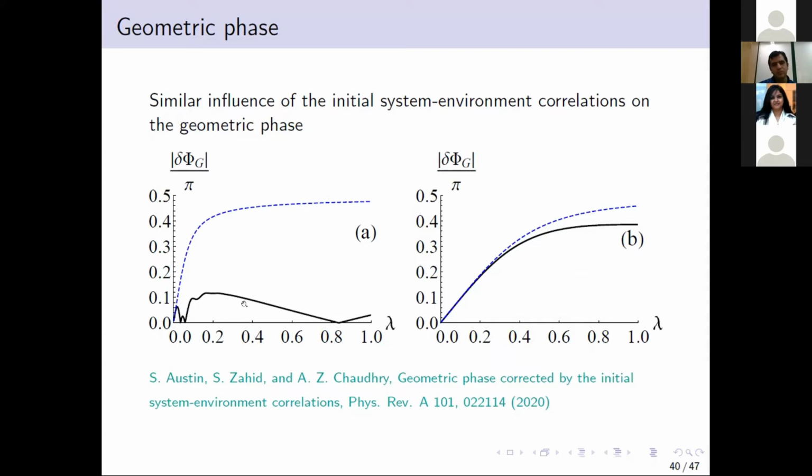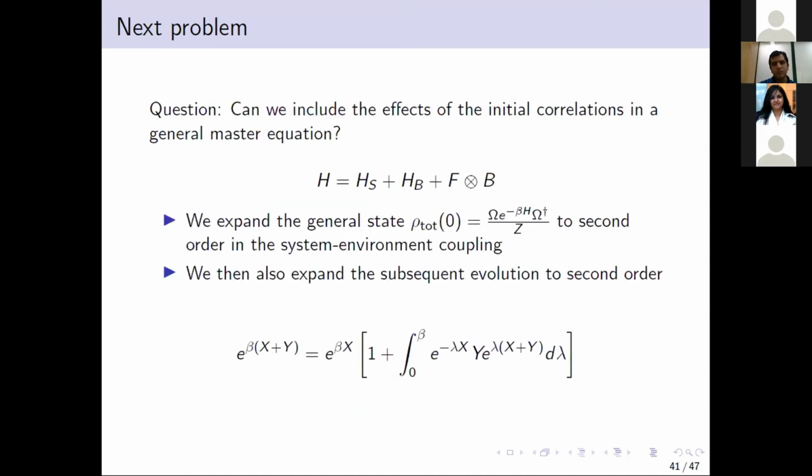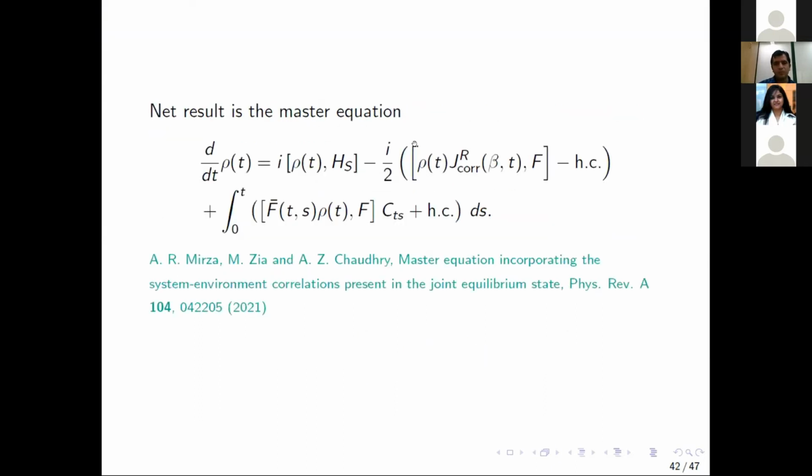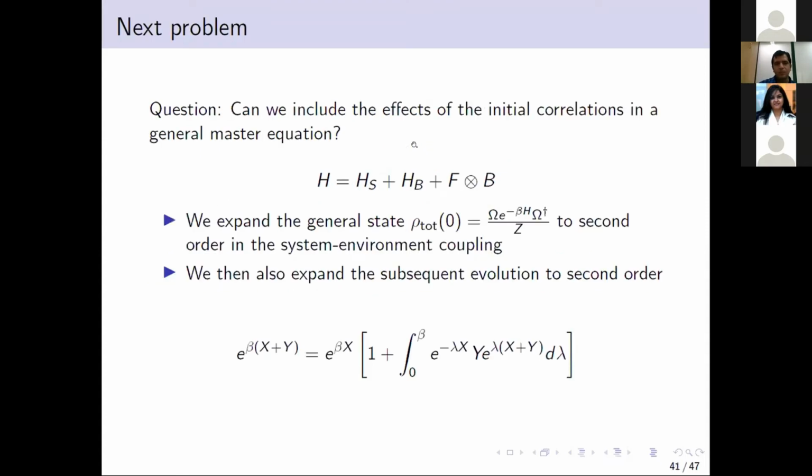So for some environments it's true, for other environments the benefit is not that big, to be honest. Okay, the next problem I would like to highlight just very quickly in 5 minutes, because it's very mathematical. I can just skip over all the mathematical details, so I can easily do it in 5 minutes. Essentially, you can think about it like this: I want to derive a microscopic master equation by taking into account the initial system environment correlation.